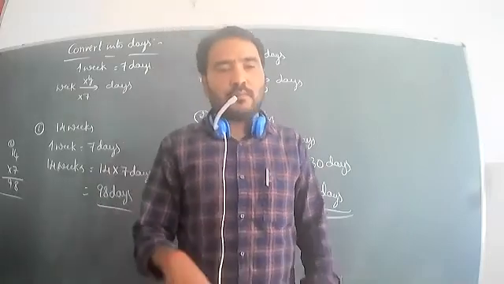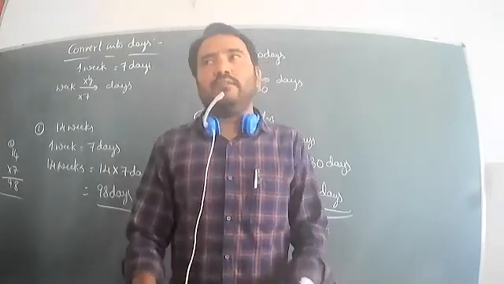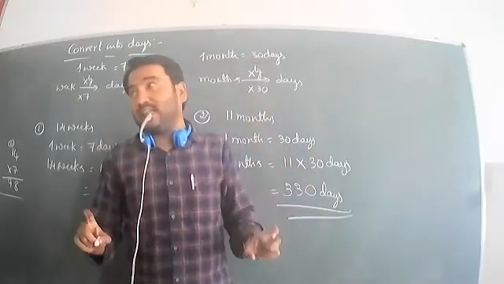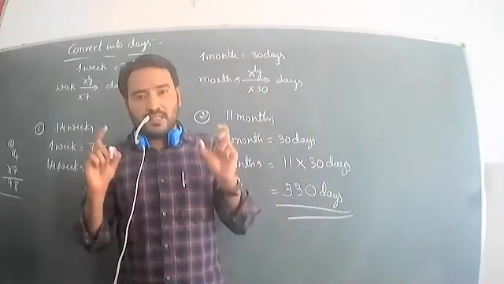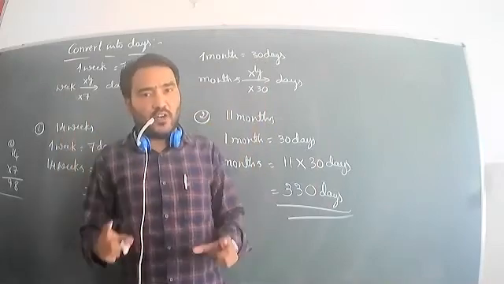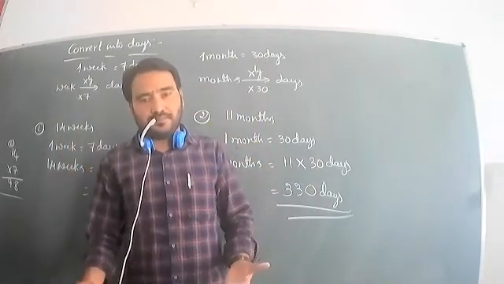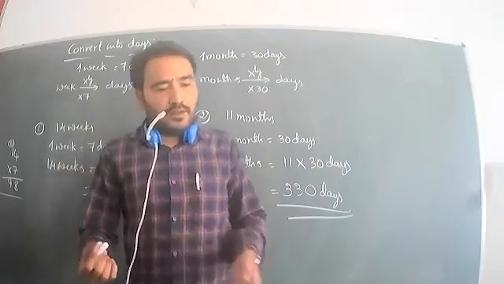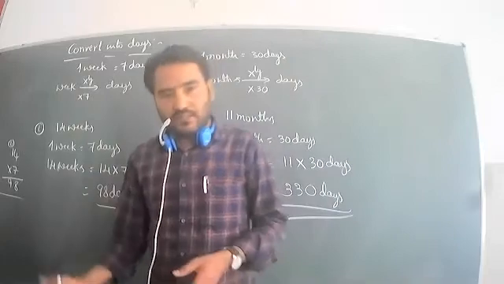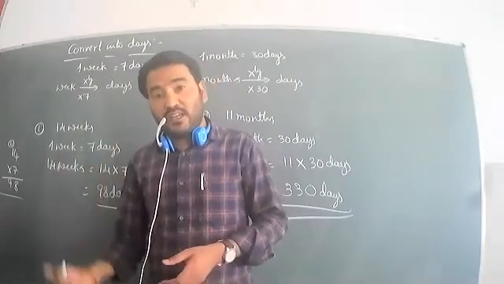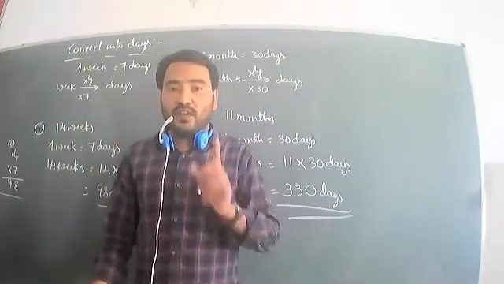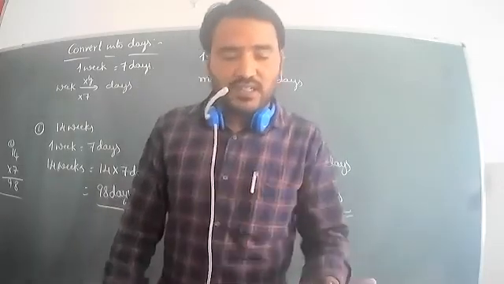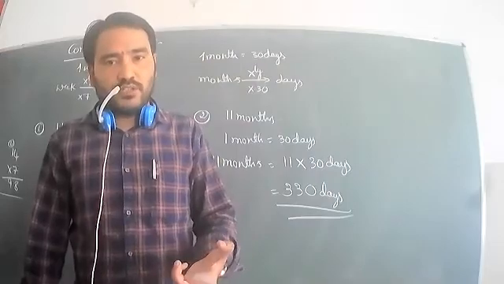After the next class I will introduce converting into days using the calendar. We can use the calendar to find how many months there are, and how many weeks are in 1 year. So 1 year equal to how many weeks? 1 year equal to 52 weeks. Okay, so we can learn these concepts using the calendar.